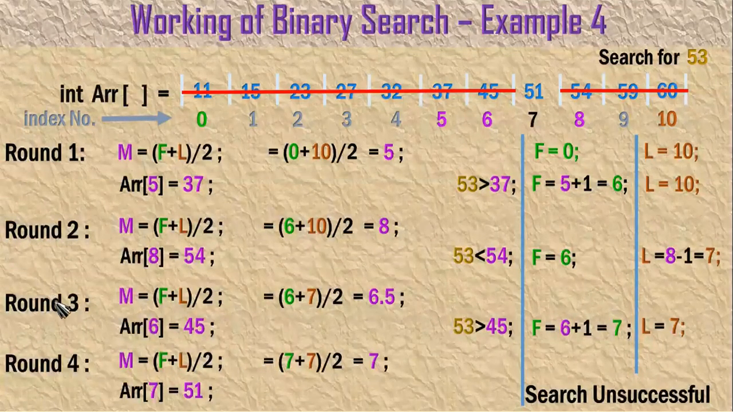Students, when we do it manually, we will do it like this, but when we write a program, all this round 1, round 2, round 3, round 4, all will be done in a loop. So it will be very easy to write the program. We just need to understand how we change the first index and last index and which segment is to be searched. Let us do a program.